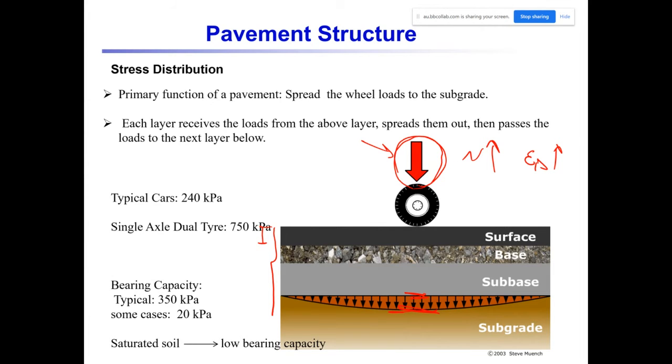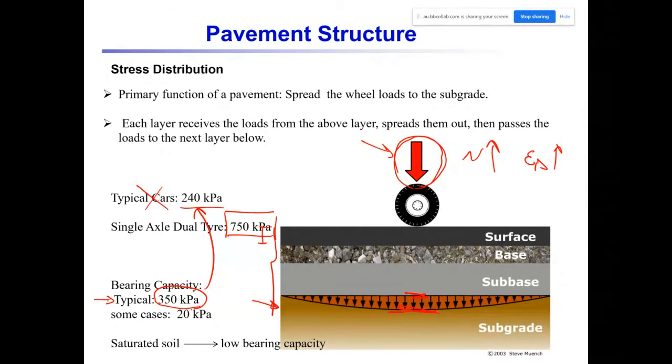About the loads, the concentrated load from the wheel of light vehicles is something around 240 kPa. And for heavy vehicles, this load is something around 750 kPa. This is the standard load used in Austroads, a single axle dual tire load. But what is the typical bearing capacity of the subgrade or the soil? The typical bearing capacity is something around 350 kPa. So as you can see, this bearing capacity is larger than the typical load from light vehicles. This is the reason that when we design pavement, we generally ignore the load from light vehicles.